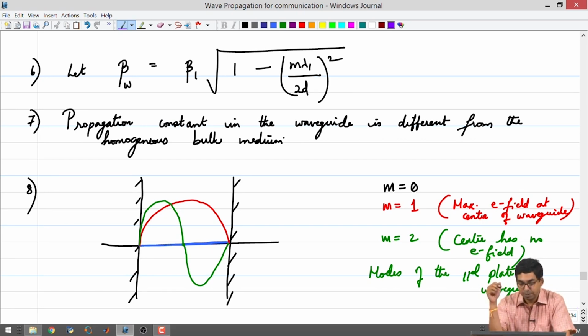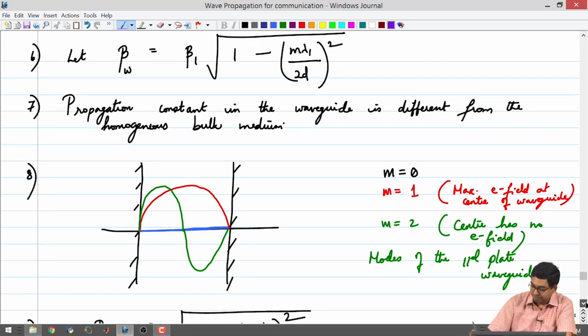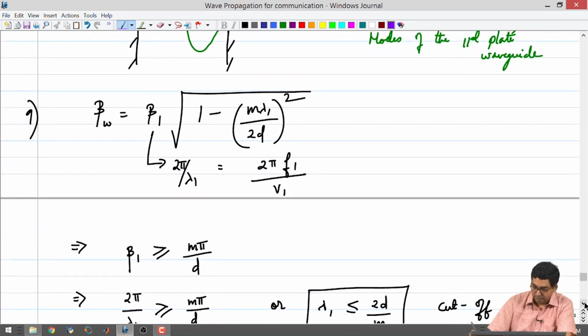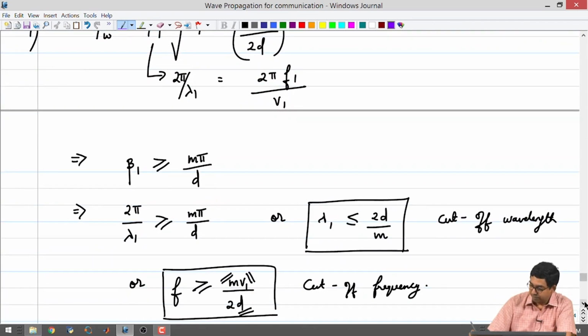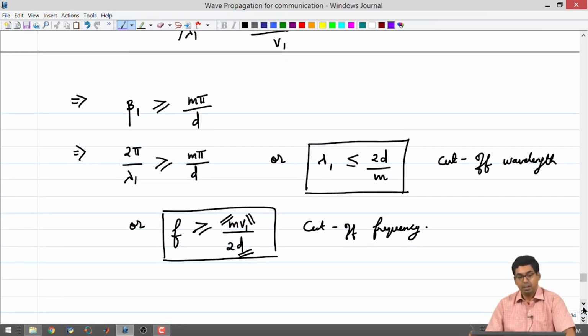So, for different values of m in your propagation constant, called the mode numbers, you will end up having different kinds of electric field patterns within the two parallel plates. That is what we had seen before. And we also saw that in order for the waveguide to support a travelling wave, you needed to have signal frequency higher than cutoff frequency, and the cutoff frequency is m v1 divided by 2d in the case of a parallel plate waveguide, where v1 is the velocity in the medium. Okay.